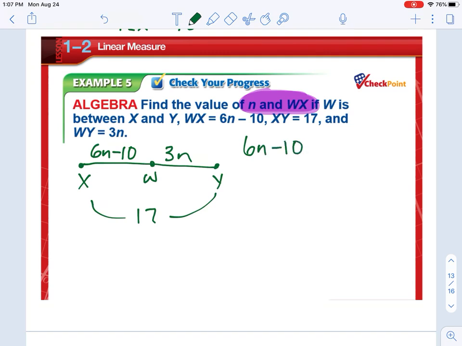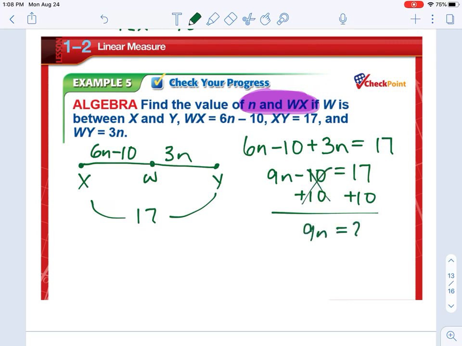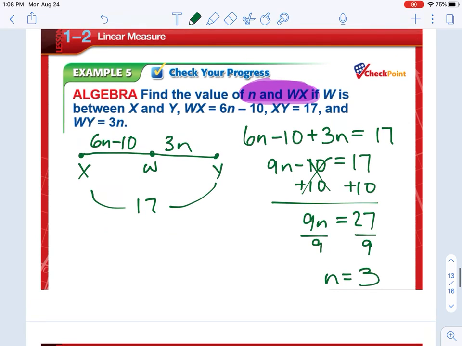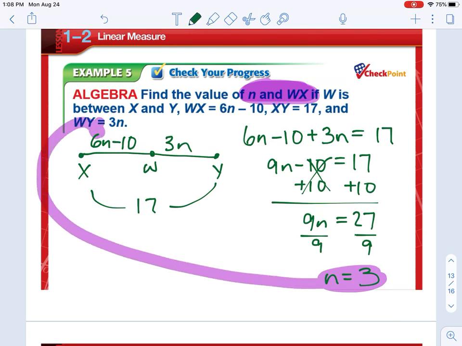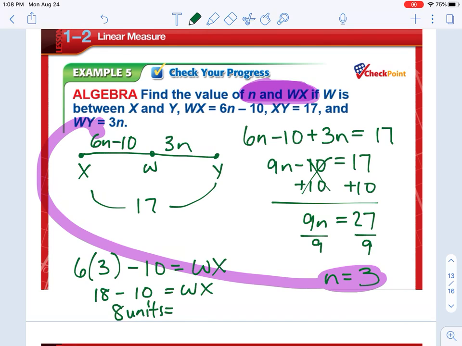So we take our left segment plus our right segment, equal that to the whole thing, combine like terms once again, solve for n. n will equal 3. We're not done yet though. We need to plug it into WX. So we have 6n, or 6 times 3, minus 10. So 18 minus 10. Or 8. And once again, there's no units, so 8 units is WX. And those are our 2 solutions.